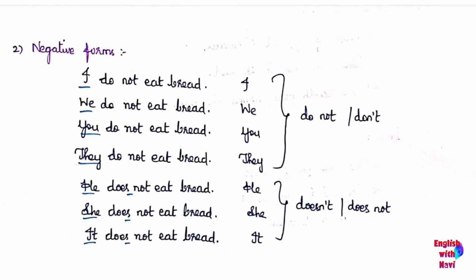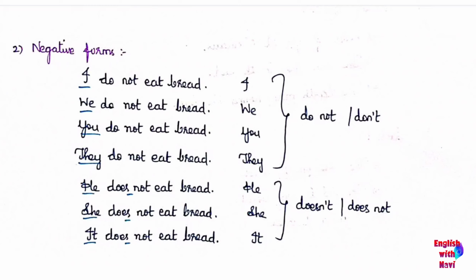So what happens in negative forms basically? When we use negative forms, we use do not, or we could shorten it, let's say don't. Alright. So here for I, we, you, they, we have to use do not. And for he, she, it, we use does not, or you can contract it like doesn't.